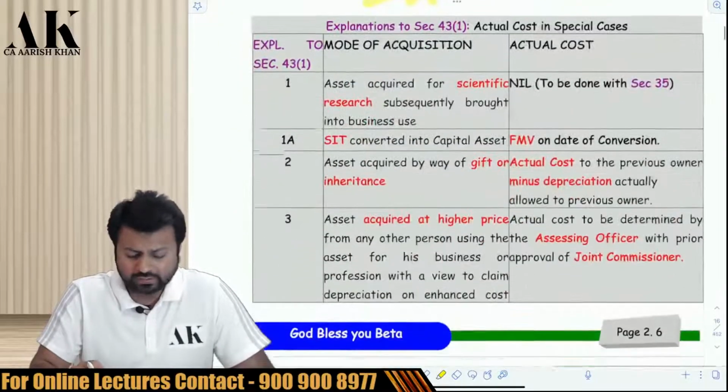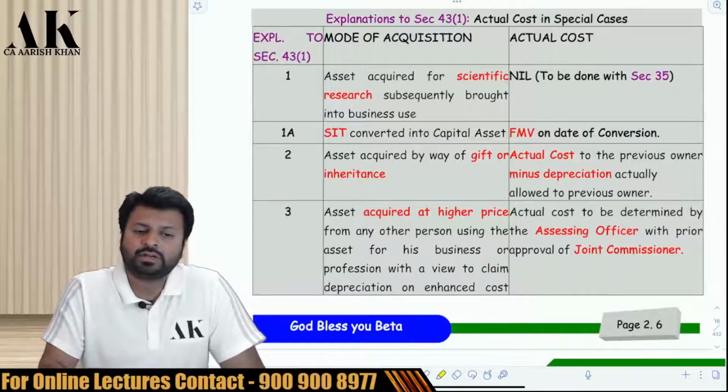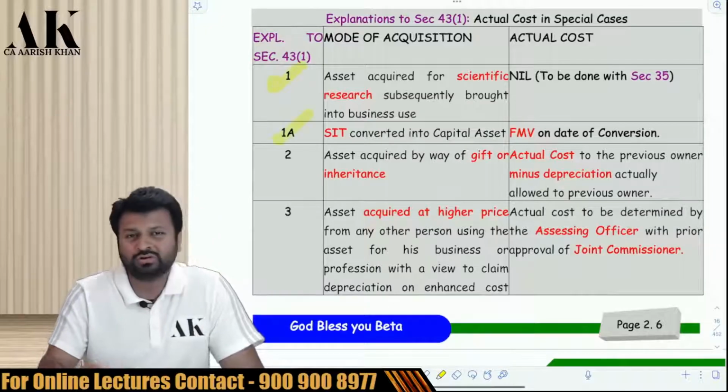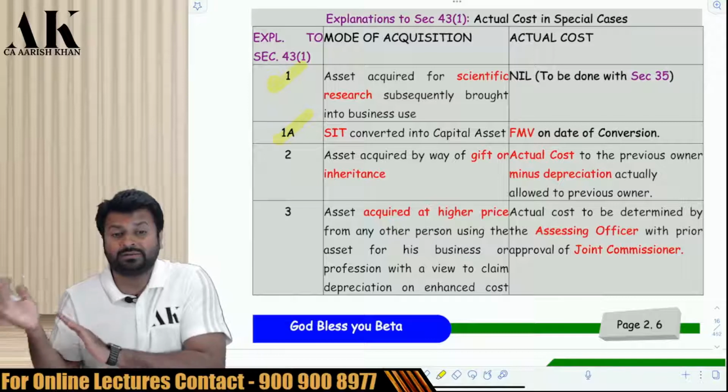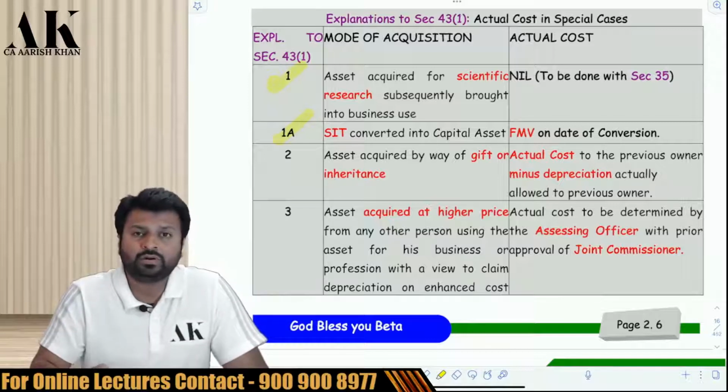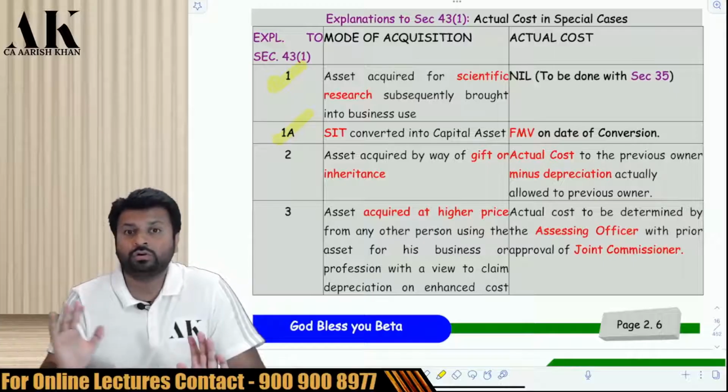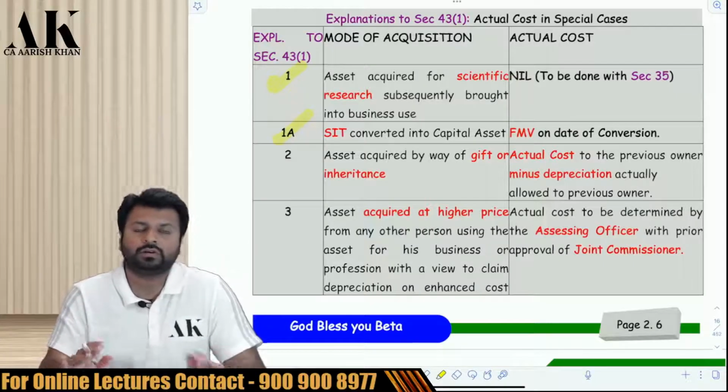Now, coming to some explanations. Some very important explanations are there, which we are going to talk about one by one. Out of that, the first and the second explanation I'm not going to talk about today because those are related to capital gains and some other topics and scientific research. I'll be talking about something which is independent today. Some of the explanations I'll be dealing with later on. Don't worry about it, 100% it will be covered.